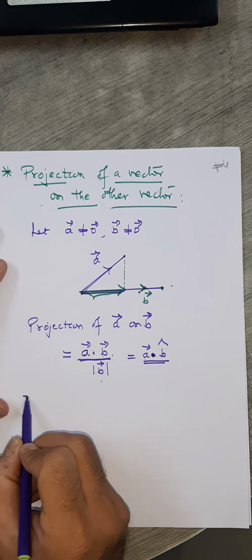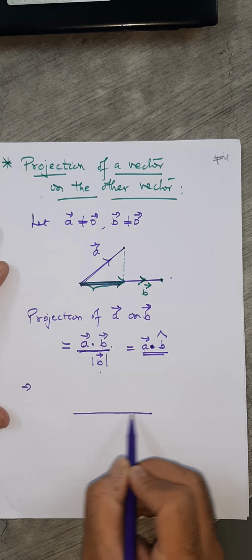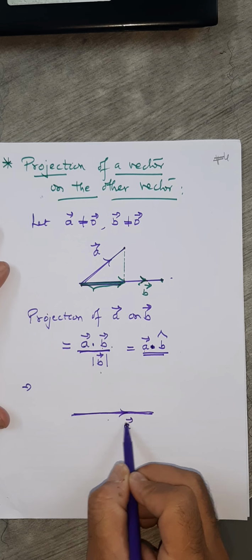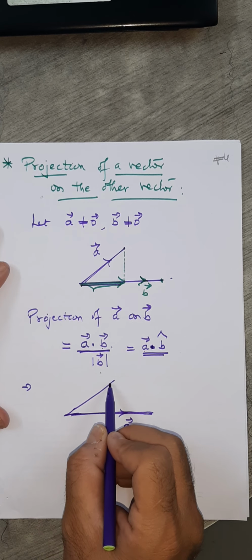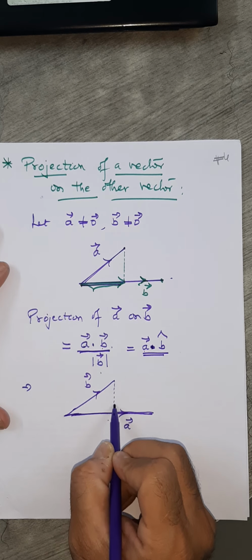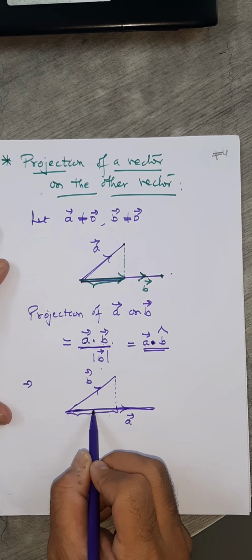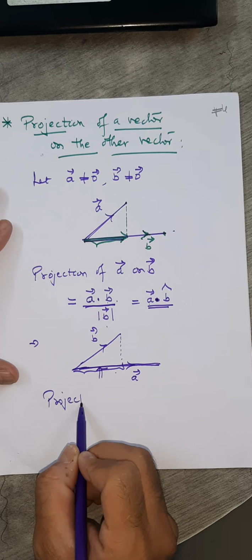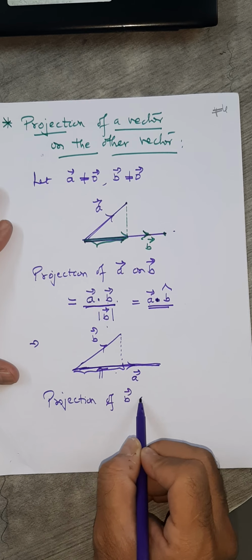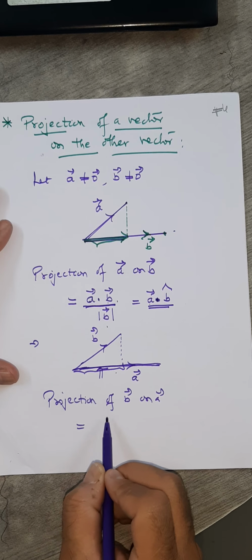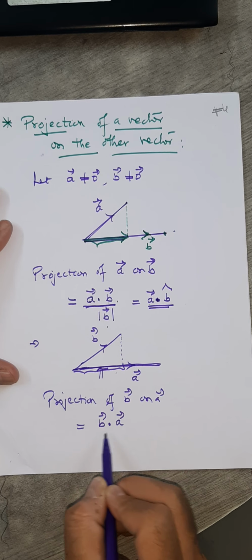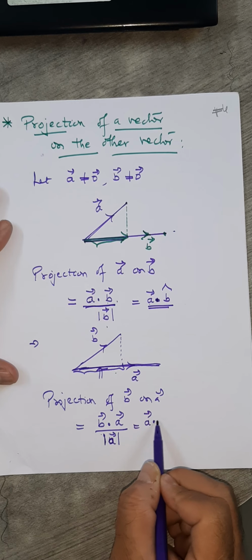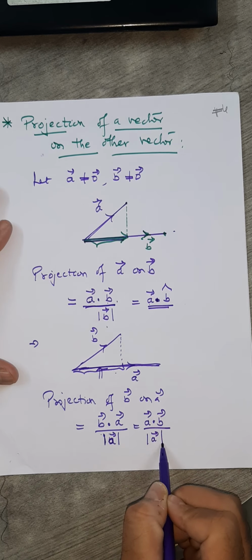This is one. Same way, if I reverse this, for example, this is vector A here, this is another vector B here. I'll draw the perpendicular. So this much represents the projection vector, remember. So the projection of B on A equals vector B dot vector A upon its magnitude. You can just rewrite it as dot product upon the magnitude of vector A.